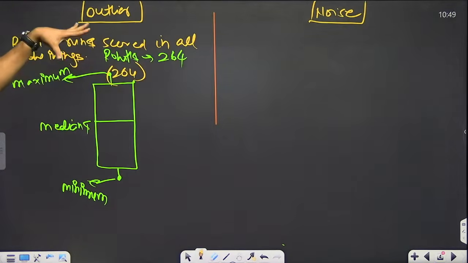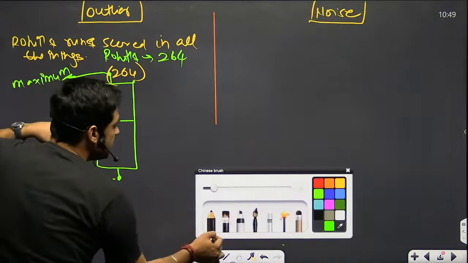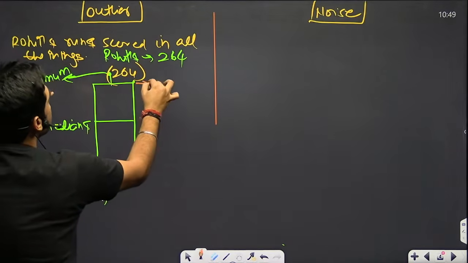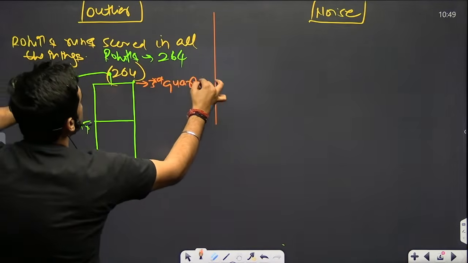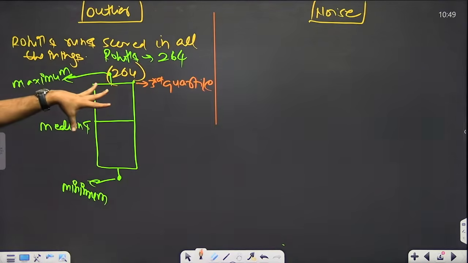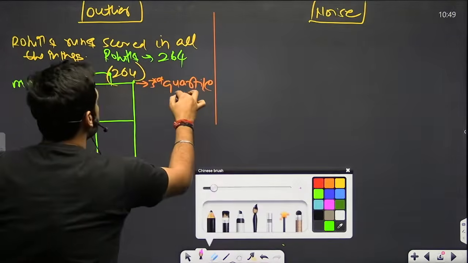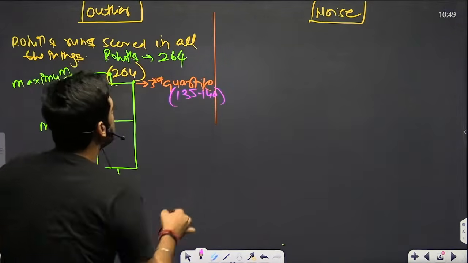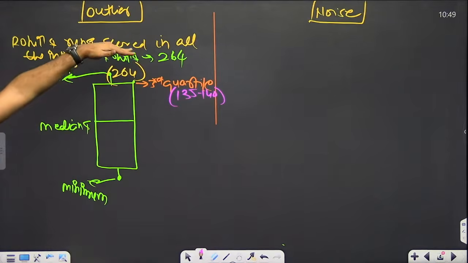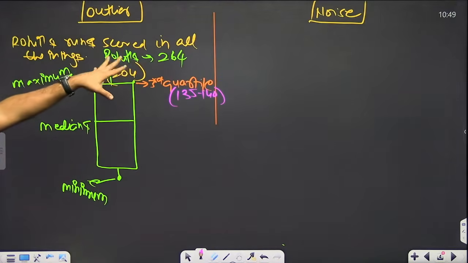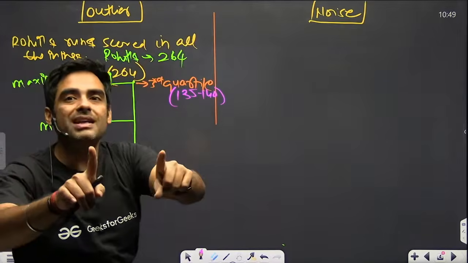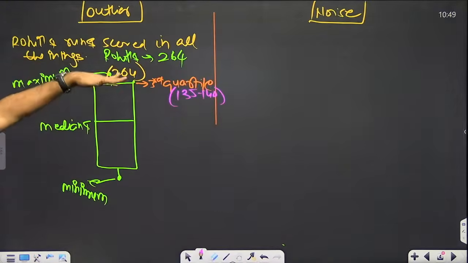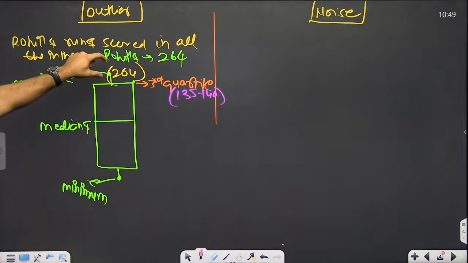Why? Because the majority of the scores, if I look at three-fourths of the scores, this point is known as the third quartile. The third quartile would be around 135 to 140, not more than this. And the maximum scored by Rohit Sharma is 264. He scored it only once, but Q3 is very low compared to the maximum score.